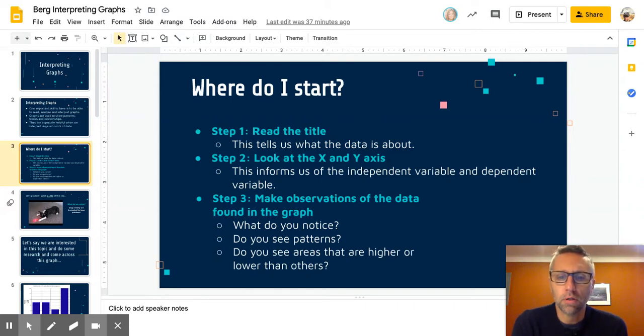And then third, we need to actually look at the data in the middle. So what do we see? Are things going up? Are they going down? Do you see some things that are the same, some things that are higher or lower? That's the process that we want you to go through.